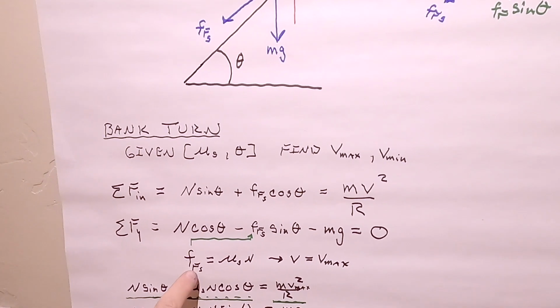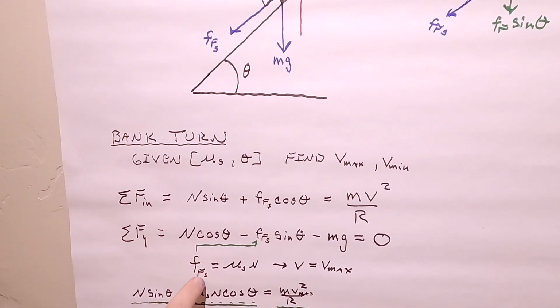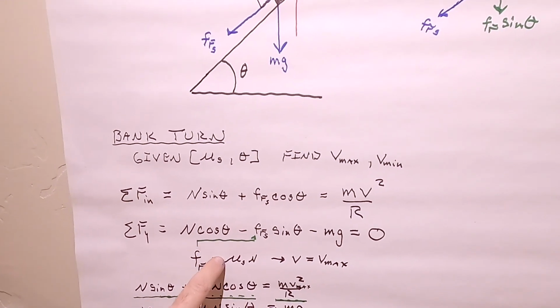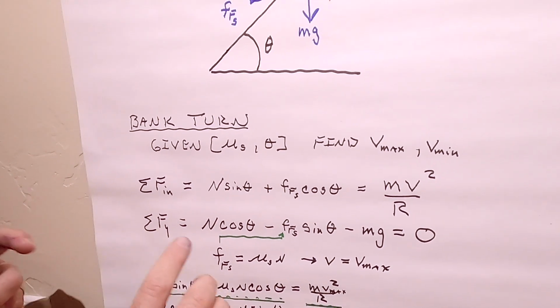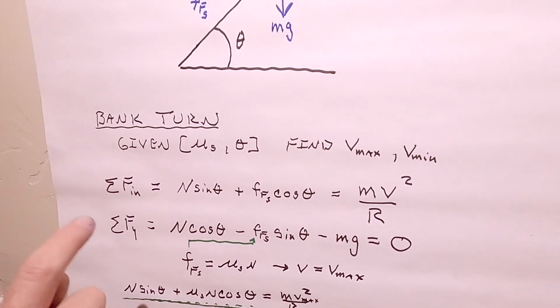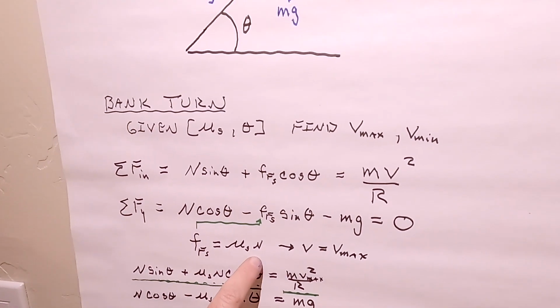Okay, and then we also have, this is static friction. Frictional force, remember, is normally less than or equal to mu s n, but we're on the verge of slipping. We want to calculate the maximum speed. So we set this equal.